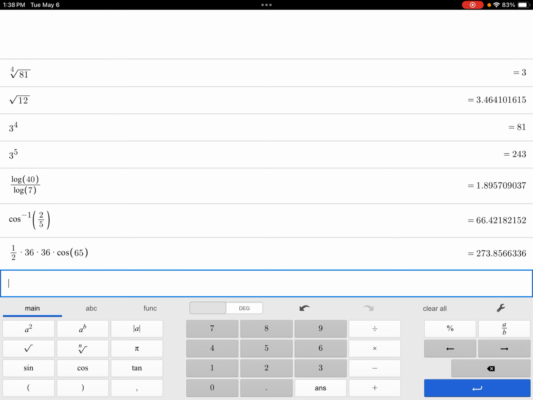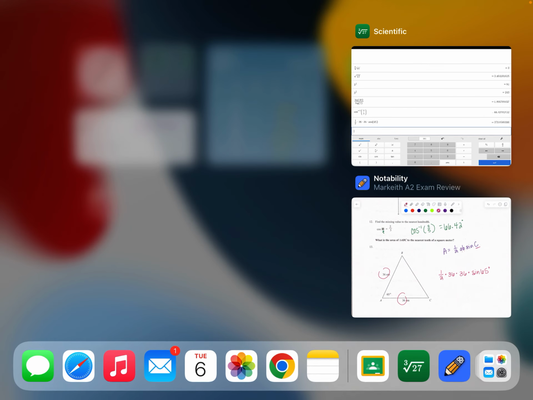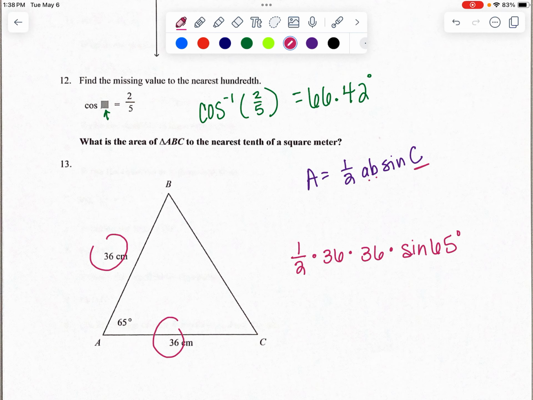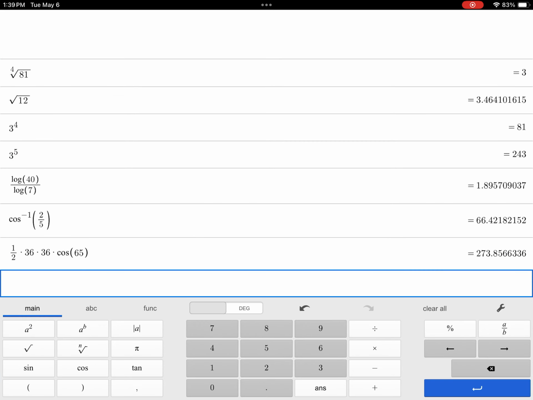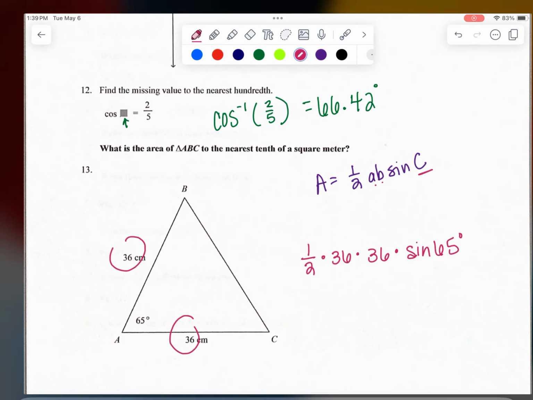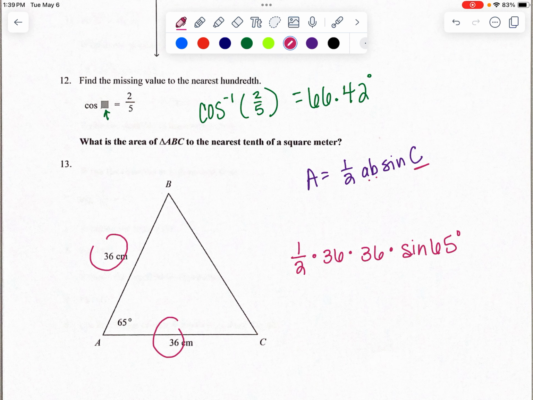See? And I get 273.85. Okay, and there's the tenth. I swear I had the memory of a goldfish. 273.9 is what that would round to then. 273.9, and I know it says meter, it's centimeters, so it's going to be square centimeters. So that's 13.